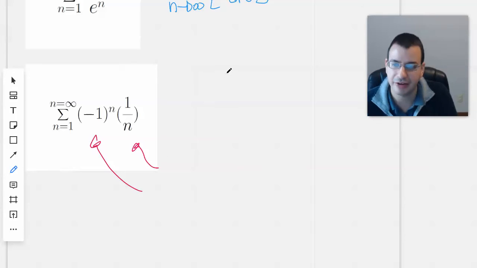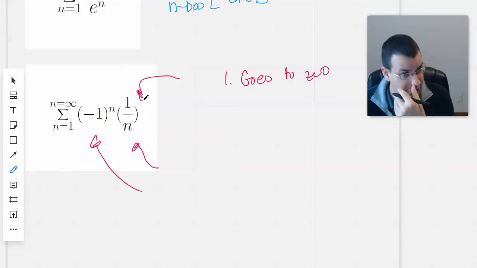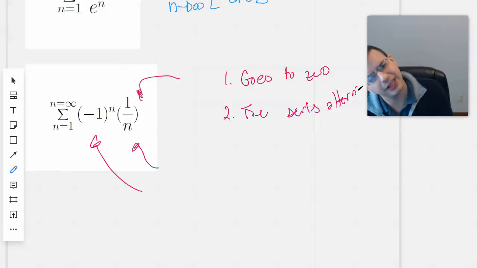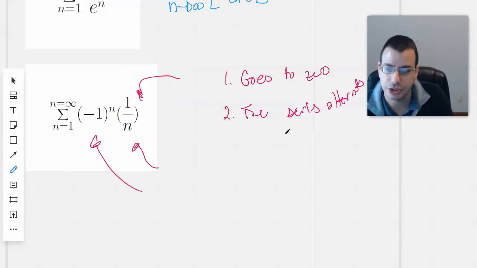So if you have a function that goes to 0, such as 1 over n, the harmonic series, which we already saw, and the series alternates, then from there we can go to 0. It will converge.